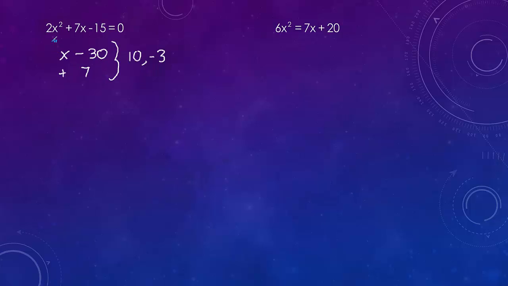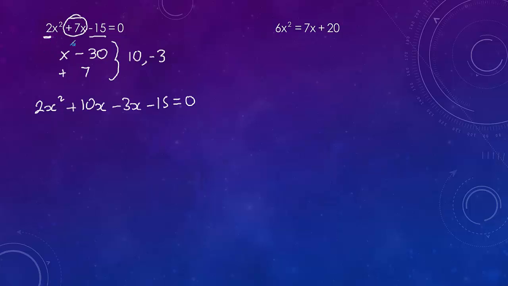And it's always this process. They multiply together to give you the coefficient of x squared times the constant, and they add together to give you the coefficient of x. Now what I'm going to do is use these numbers to split this middle term in two. So I have 2x squared, add 10x, take away 3x, take away 15 is equal to 0.